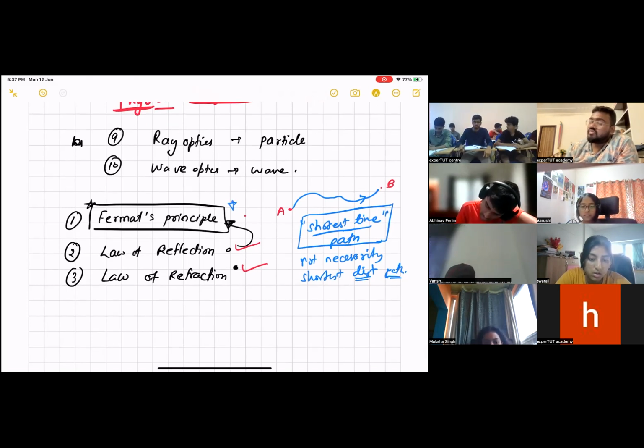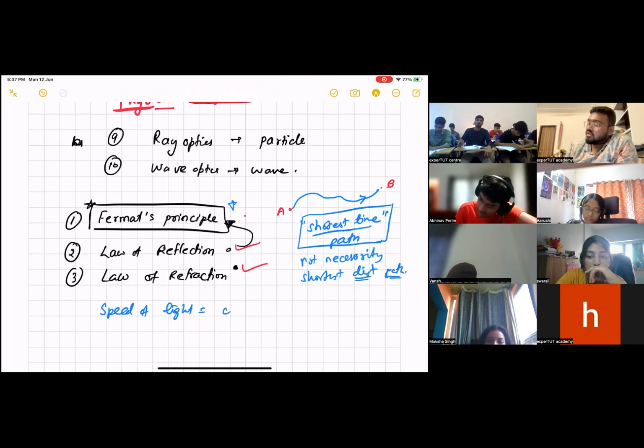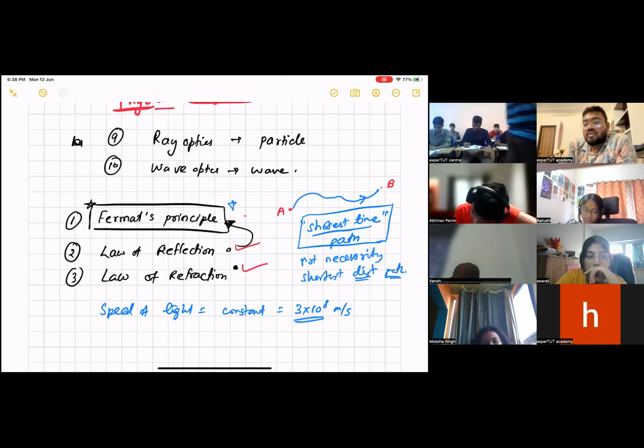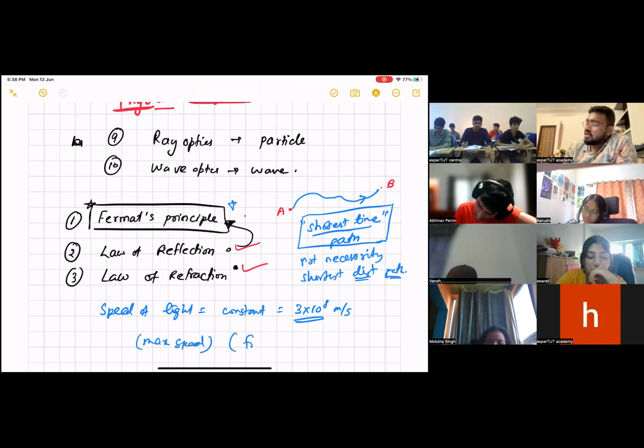The second, more basic thing is that the speed of light is constant. It is 3 into 10 to the power 8 meter per second. This is an approximate value; the exact value is about 2.99725 or so, but for all good reasons you have to remember this. The speed is huge, and this is also the maximum speed of anything. And it is also frame independent.